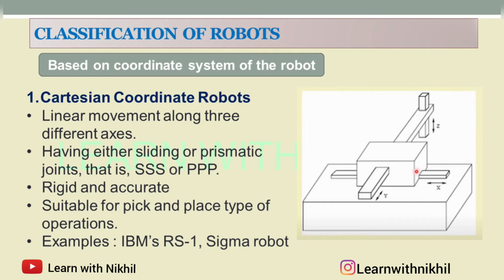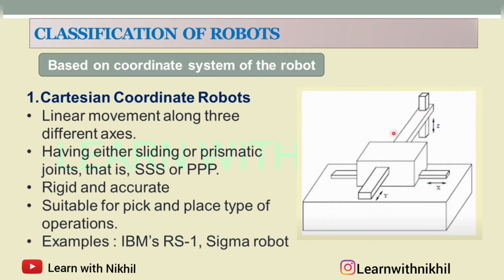As we have studied earlier, linear types of joints are of 2 types, that is sliding and prismatic. So here there can be a sliding joint or a prismatic joint. So the Cartesian coordinate robot has linear movement along the 3 different axes. Second point, it has either sliding or prismatic joints, that is SSS, sliding, sliding, sliding, or PPP, prismatic, prismatic, prismatic.